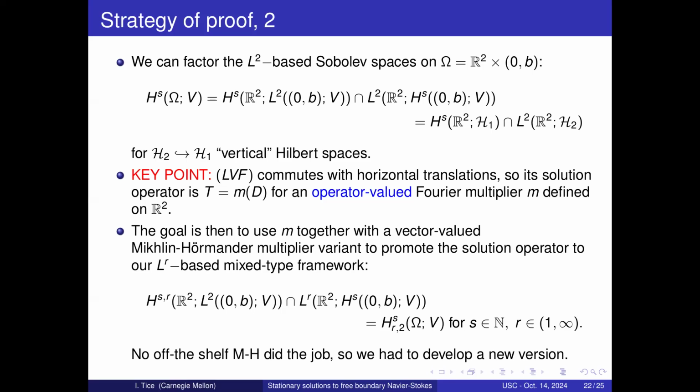So I would be able to get estimates in spaces that are Bessel in the horizontal directions with values in L2, and then LR in the horizontal directions with values in HS. Okay, now it turns out that this space that I just described is exactly the weird mixed type space that we choose to work in. Okay, so that's where this choice came from.